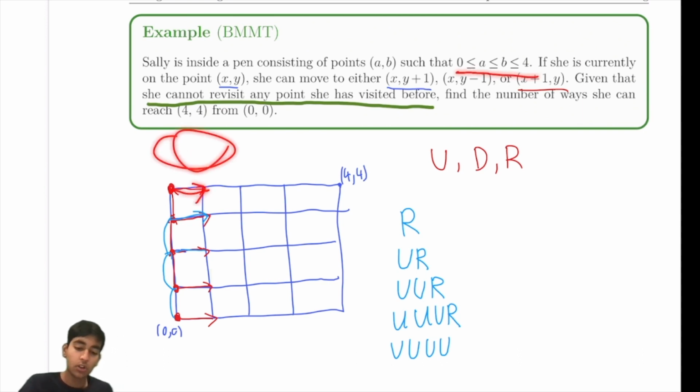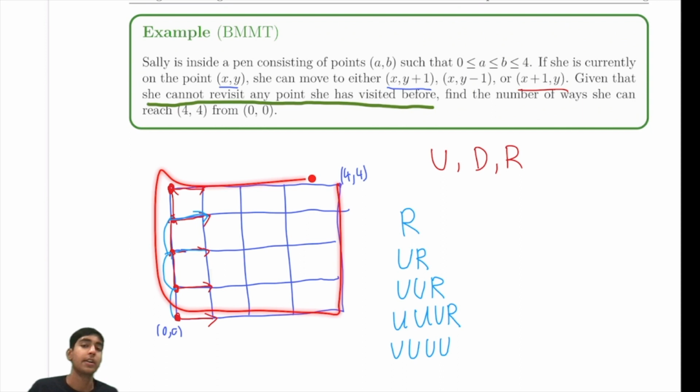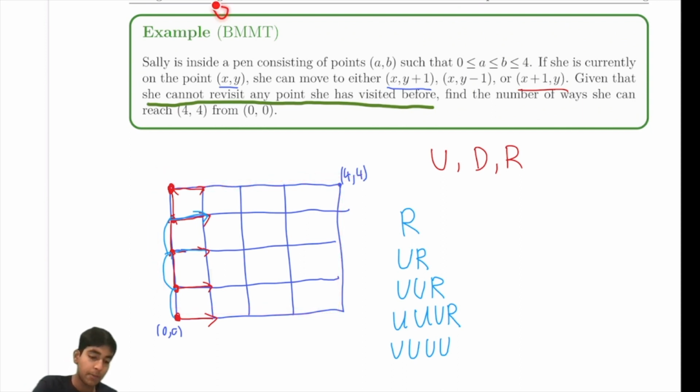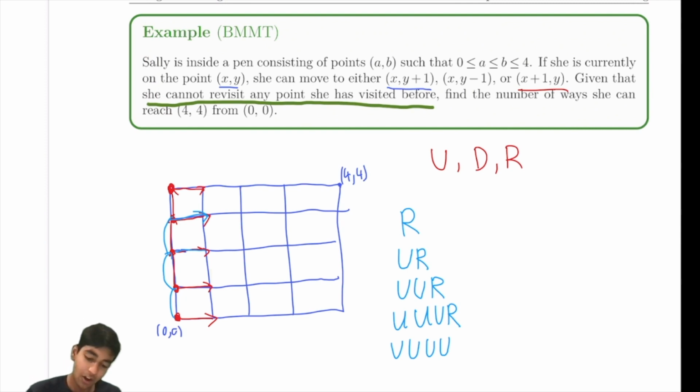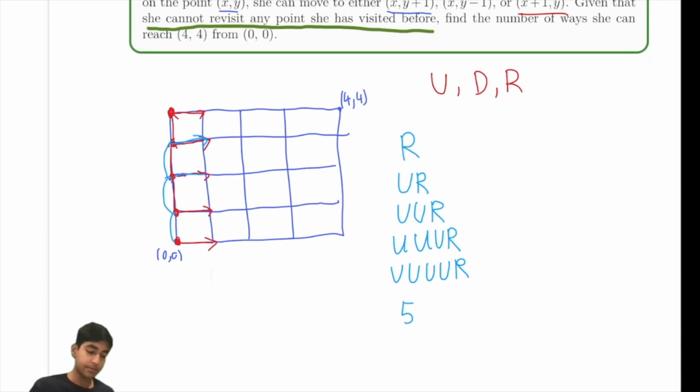It's 0 less than or equal to a less than or equal to b less than or equal to 4. All that means is that it has to be within this 4x4 grid. We can't just keep going up however much we like till infinity. Okay, and after that, of course, there's a right. As you can see, there's 5 possibilities here.